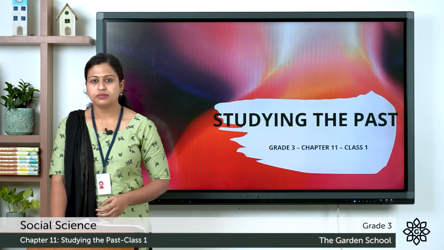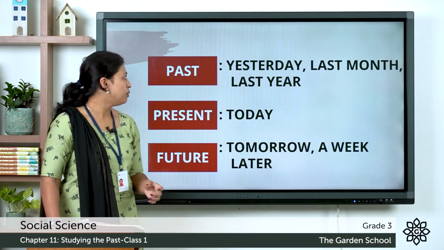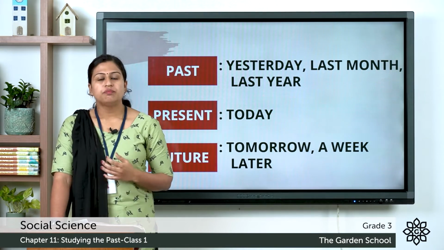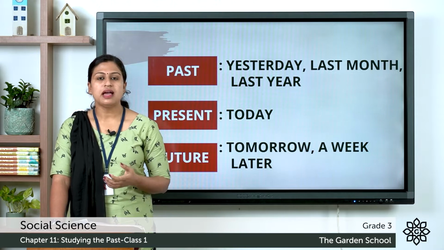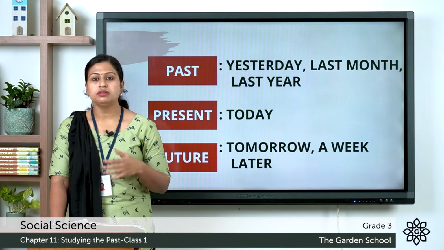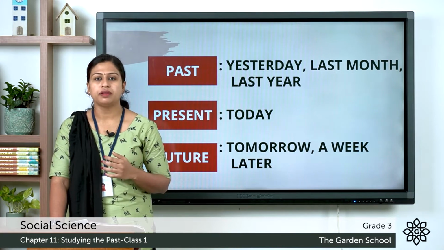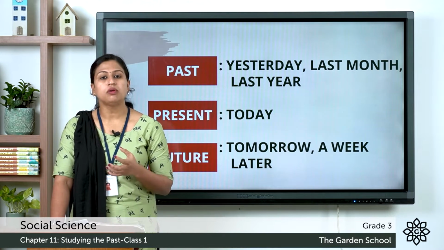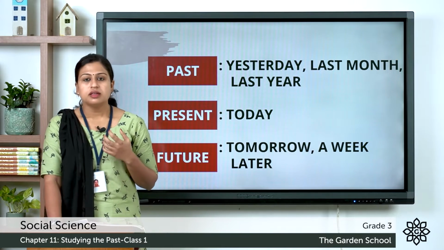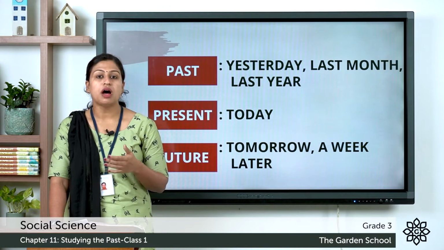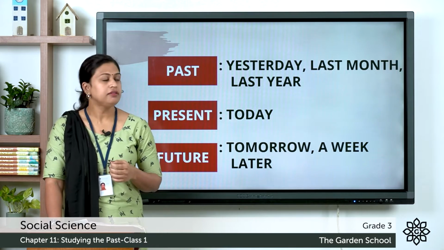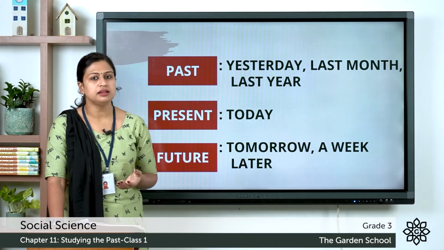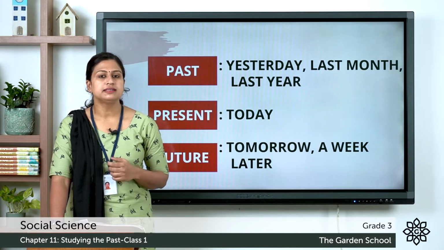Before that, we should be familiar with these words, that is past, present and future. Past is used to talk about the things that had already happened or the time which is gone by. For example, your old photographs. These photographs show you how you looked in the past, and we use words like yesterday, last month, last year and so on. Next word is present.